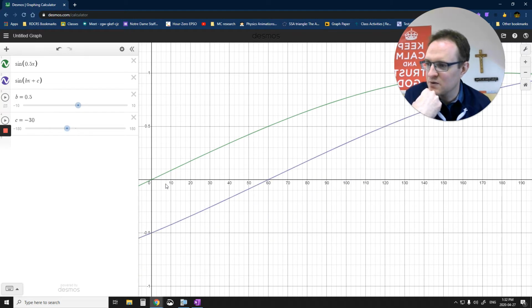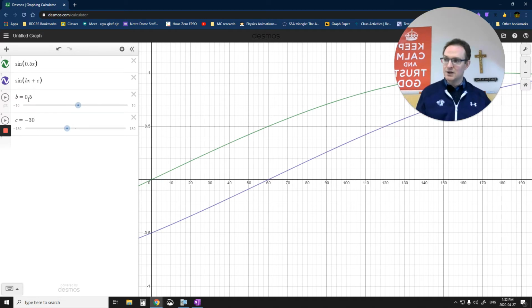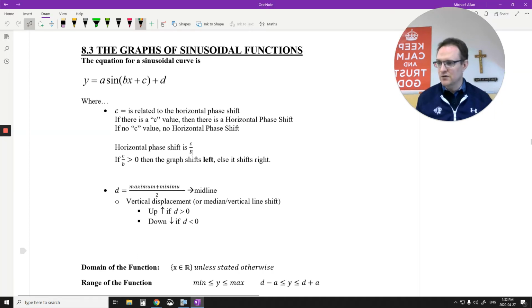So it's moving twice as much as it was before, because I'm taking 30. Let's say in this case, because it moved 60 here, I'm taking 30 divided by half. And 30 divided by half is 30 times 2, so it ends up being 60. So my shift is C over B. If it's a positive number, it turns left. If it's negative, it goes right. The midline, if it's positive, it goes up. If it's negative, it goes down.